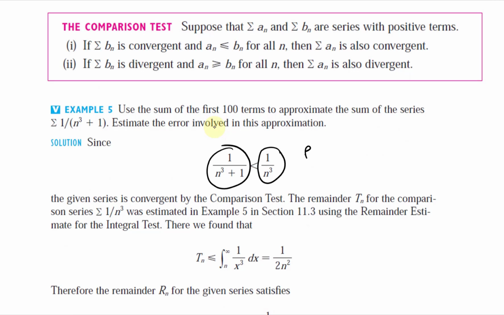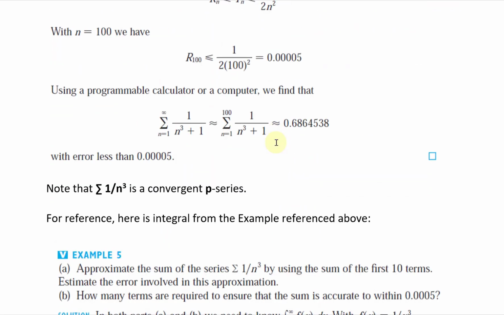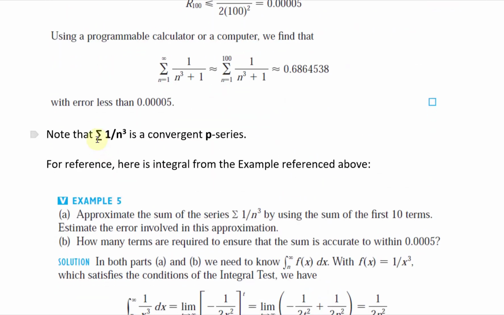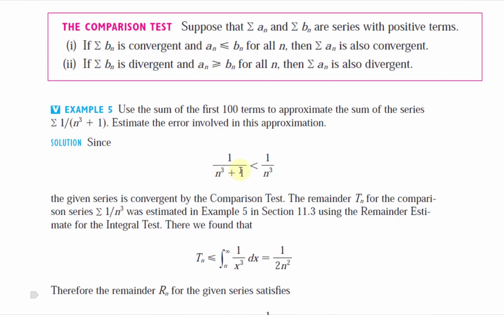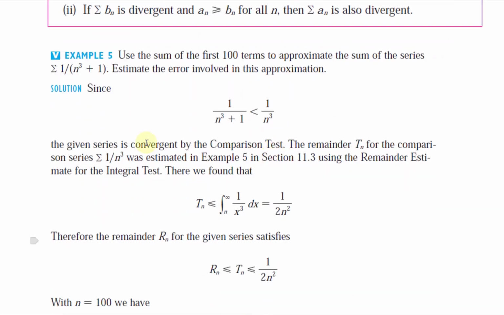This is just a p series, and this is convergent, because p is greater than 1 there. So 1 divided by n cubed plus 1 is less than 1 divided by n cubed, because you have this extra 1 there. You're dividing by a bigger number at all times. And note that 1 divided by n cubed is a convergent p series.